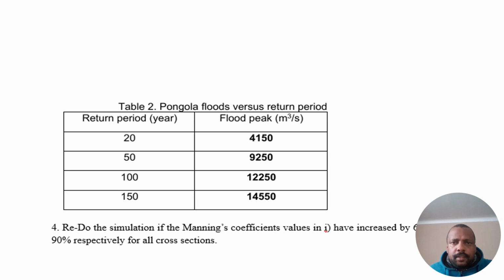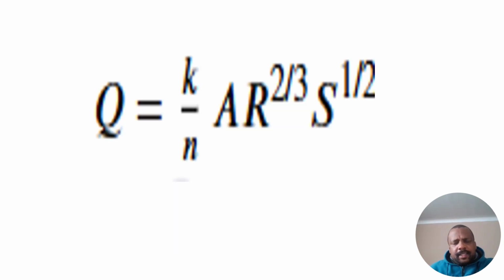Now if we move to the next, the HEC-RAS program was developed using Manning's equation, which is Q equals K over N times A, which is the area, times R to the power of 2 over 3, which is the hydraulic radius, and S to the exponent of 0.5, which is the overall slope of the river channel.